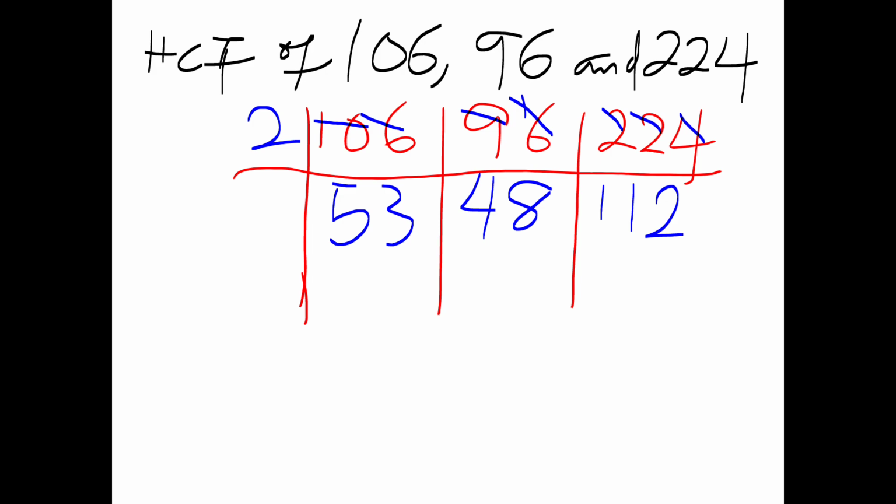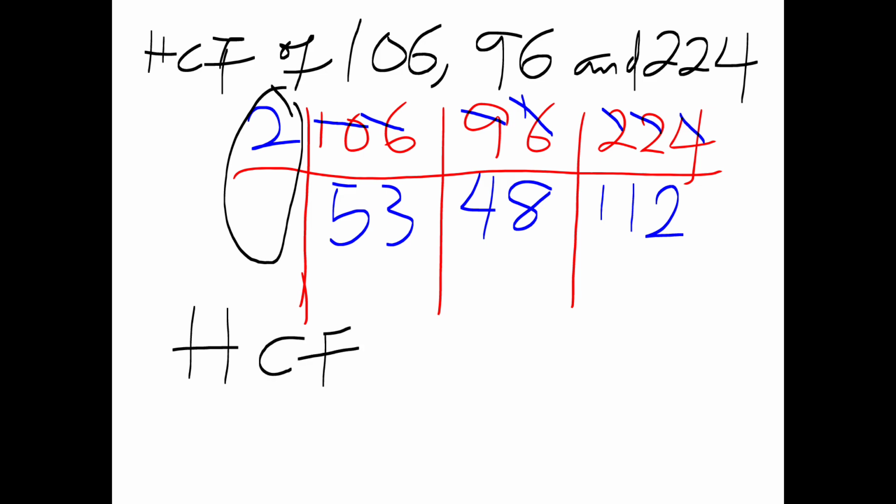So now between 53, 48, and 112, when you look at them carefully, which number will divide through without remainder at the same time? Is there any number that will divide 53, at the same time divide 48, and at the same time divide 112? Is there any? No. So we only have 2 in our division. So we write HCF of 106, 96, and 224 is just what? 2. Do you understand? Very good.